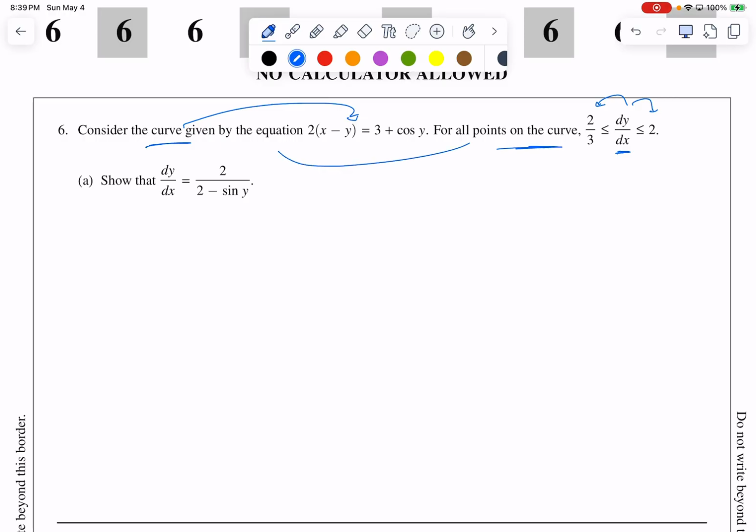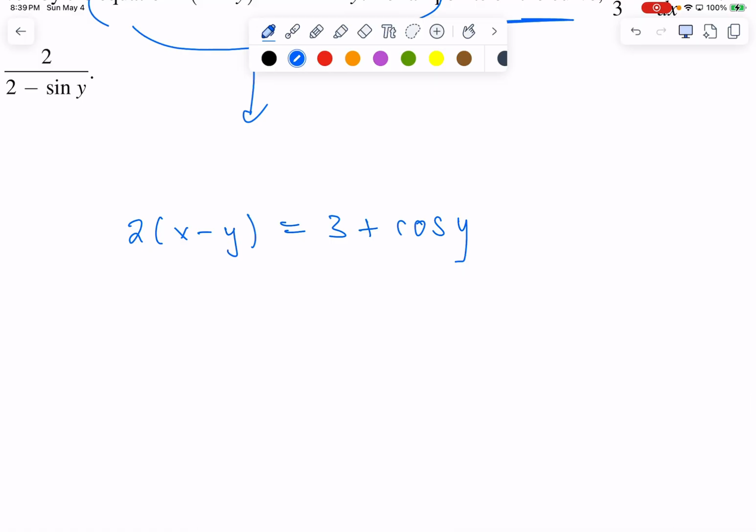So here we go. Who would like to try to take the derivative of this implicitly? 2 times x minus y equals 3 plus cosine y. Who wants to practice? I need it. Go ahead. Okay. Start with the left side. 2 times x. What's the derivative of x? 1, minus 1 dy dx. There you go.